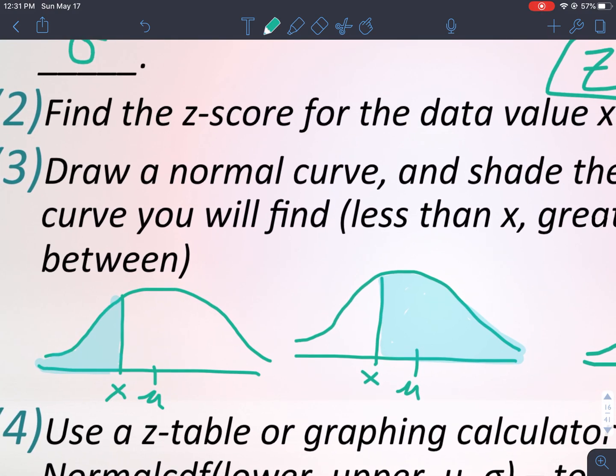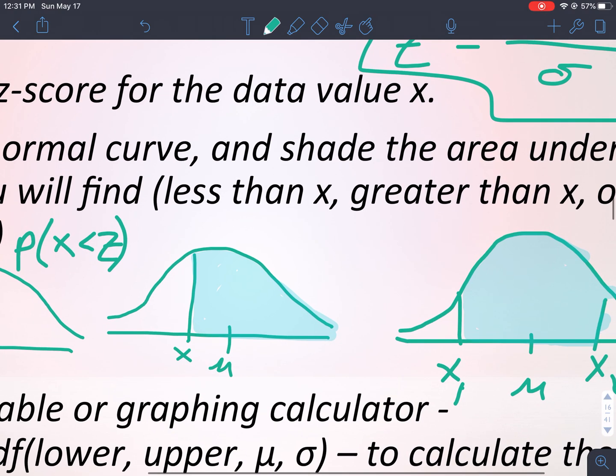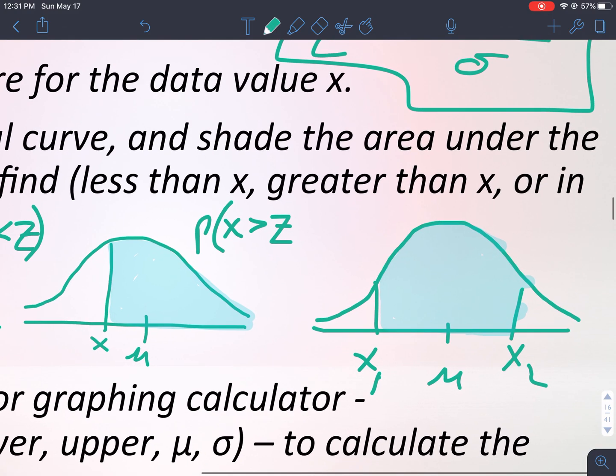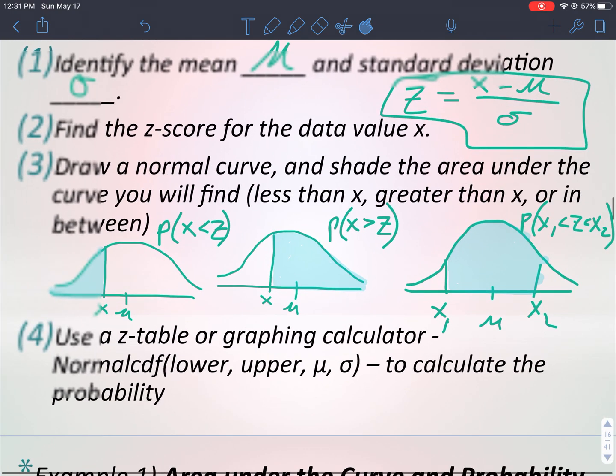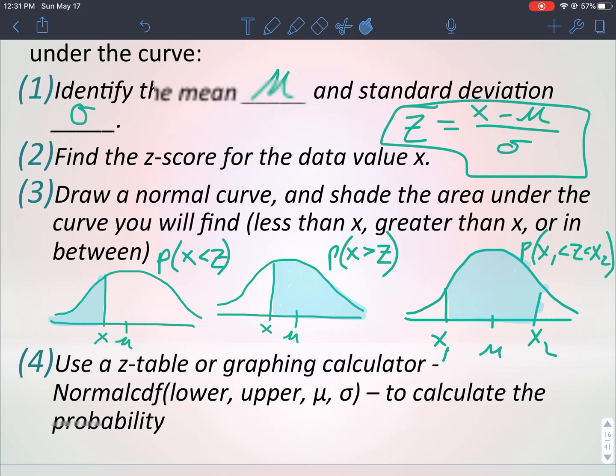So, the probability that x is less than some value, the probability that x is greater than some value, and the probability that x is between two values. Finally, our last step will be to either use a z-table or a graphing calculator with the cumulative distribution function.